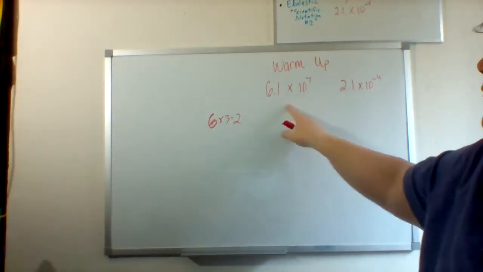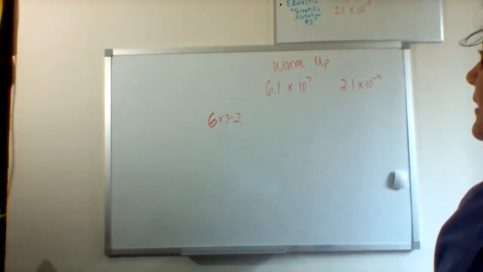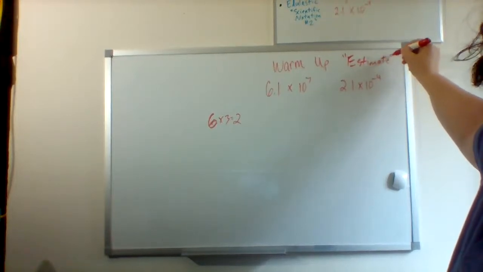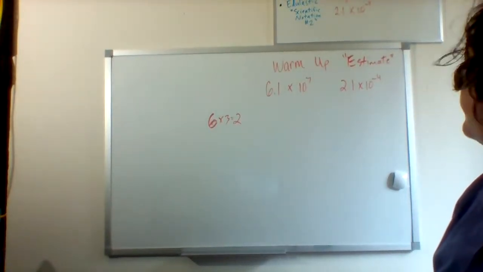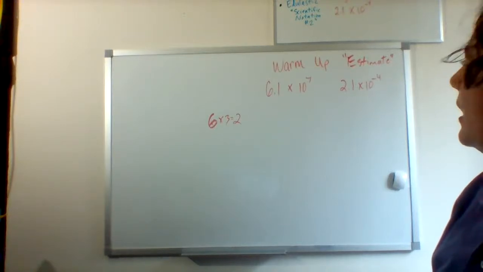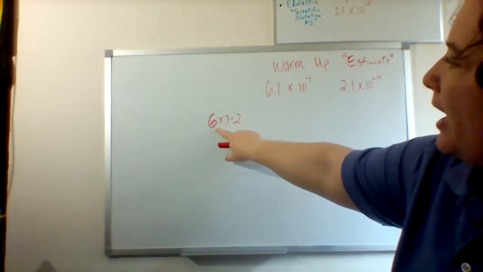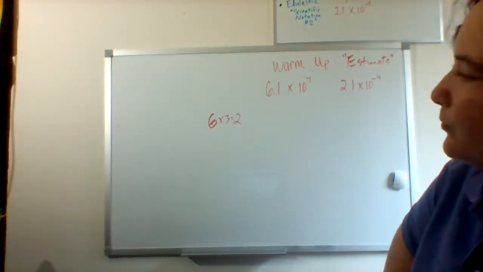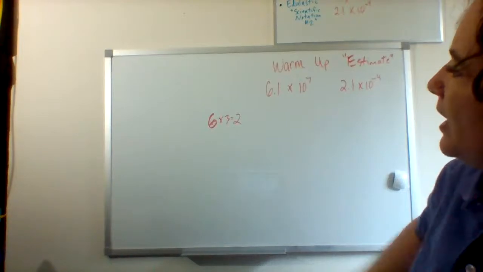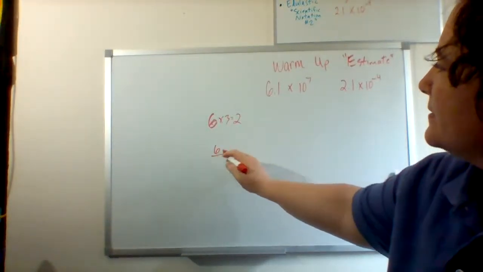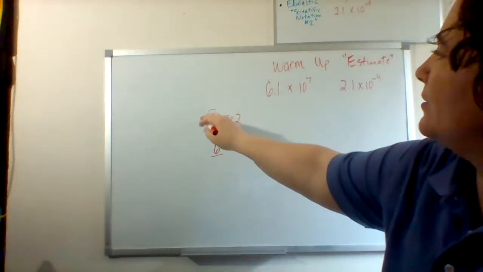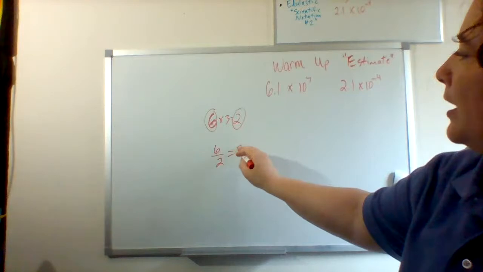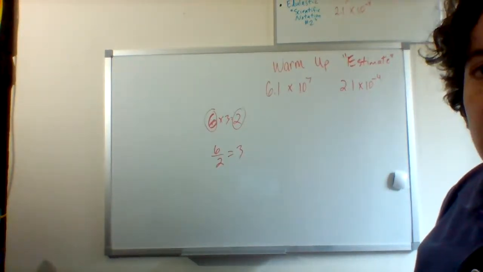Now, with something funky like that, it's nice that we're going to estimate, right? We're going to be estimating. So what's the other way that I can figure that out? Can't I say 6 divided by 2 is what? Oh, it's 3. So it's 3 times as large.